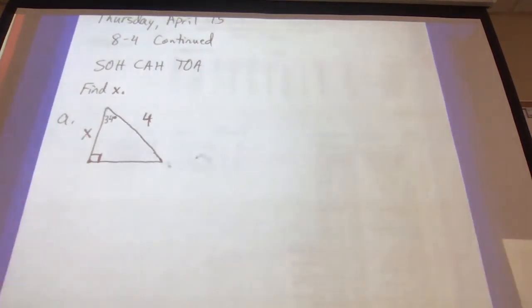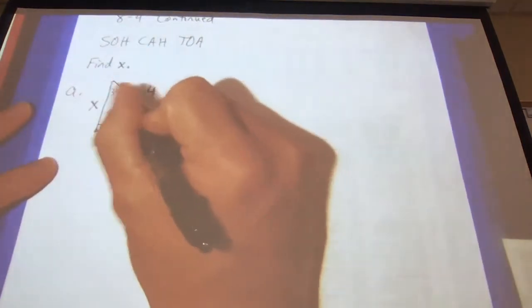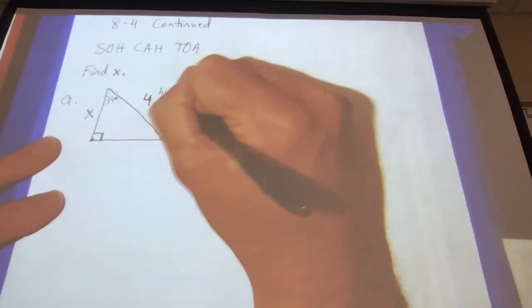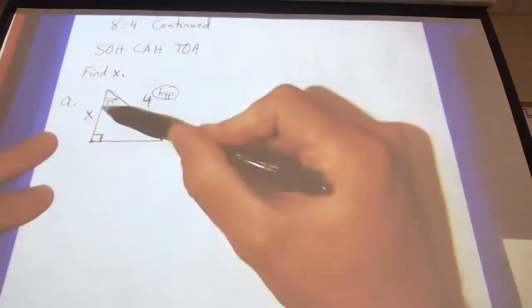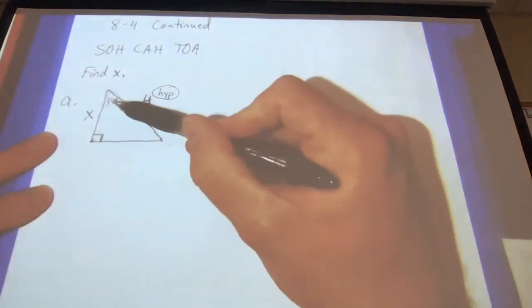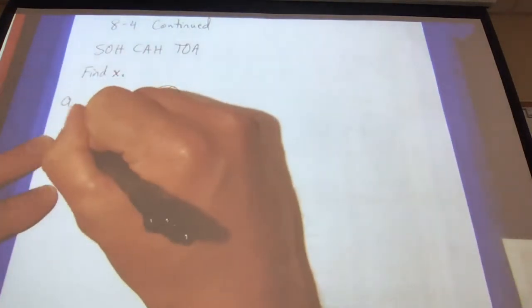From here, we are going to solve for x by using SOHCAHTOA, since we're on a right triangle. So again, we start with your non-right angle, which is this 34-degree angle. Then you want to identify your sides. That 4 is across from the right angle, so that's going to be the hypotenuse. And the x is next to the 34-degree angle, so that's going to be the adjacent side.